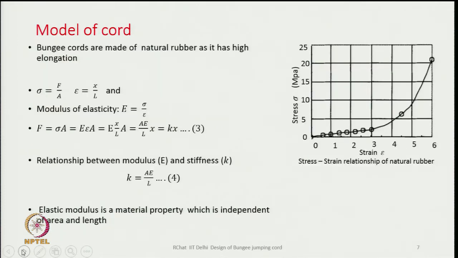Then from there we go for the model of the cord. The bungee cords are made of natural rubber, as it has very high elongation. So, it has to extend a lot, because the energy of the person who is going to jump has to be absorbed. So, extension is one of the most important requirements, and the material that extends a lot is natural rubber or other synthetic rubbers.